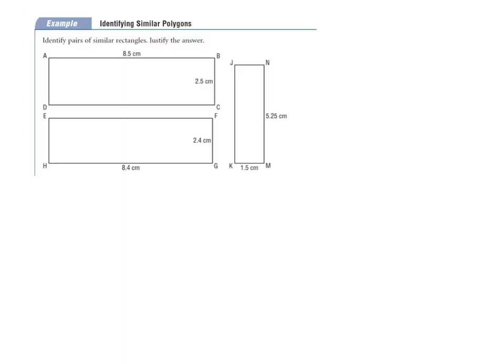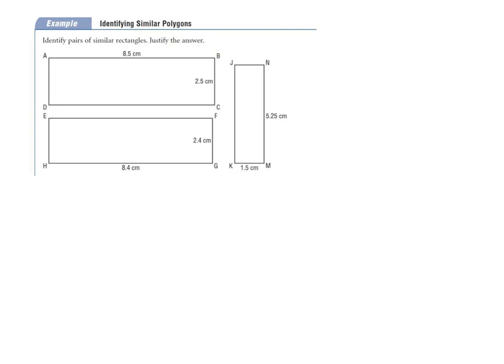So for this example, they've given us 3 rectangles, and they're asking us to identify which pairs are similar. So we're going to have to justify this answer. Right away we can see that all of these angles are 90 degrees in all of these shapes because they're rectangles. So we know that the corresponding angles are the same. But we don't know if the corresponding sides are in proportion. So we're going to have to do a little bit of math with this.